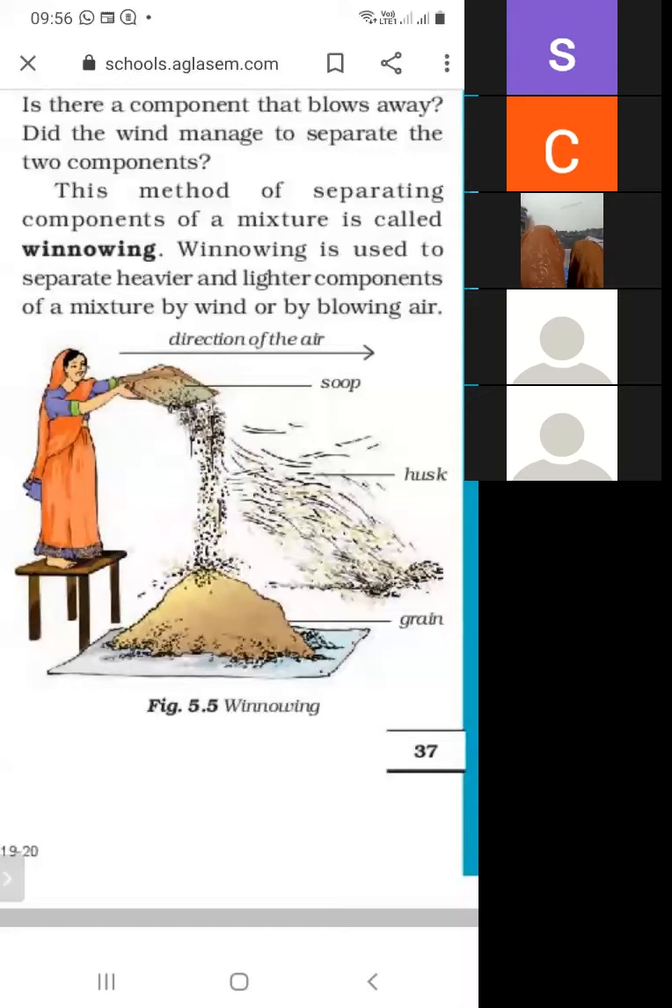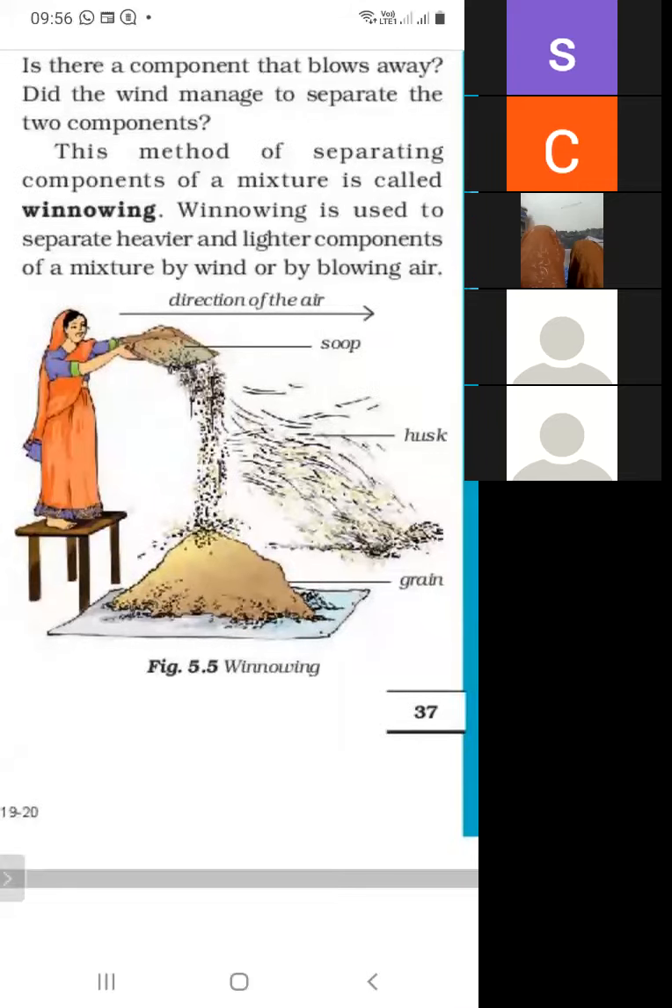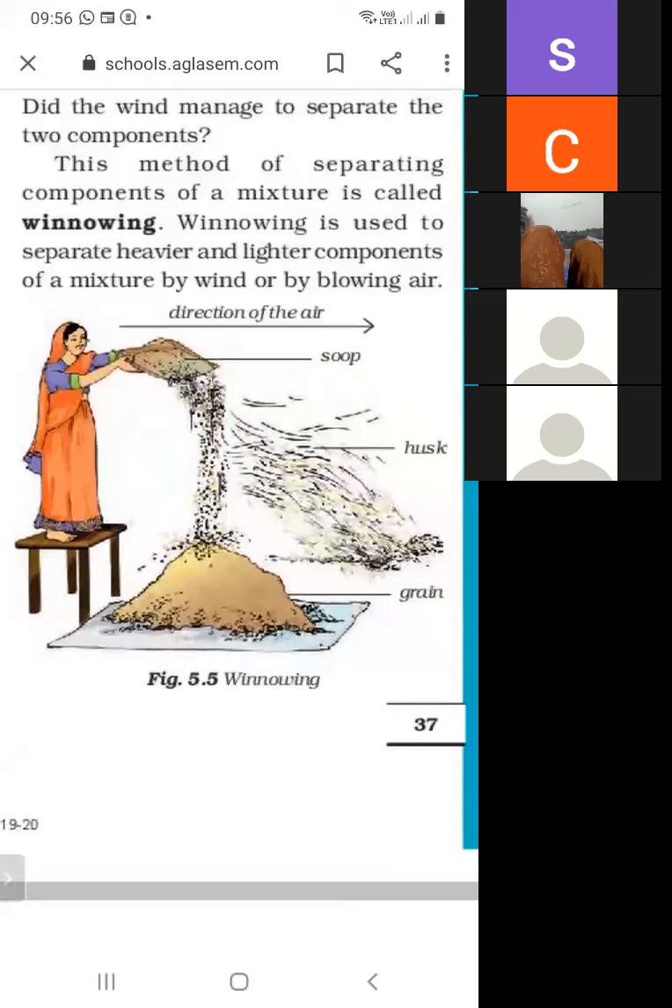And with the help of wind, we can separate husk from the grains. We can separate husk from the grain with the help of wind. And this is the process of winnowing.